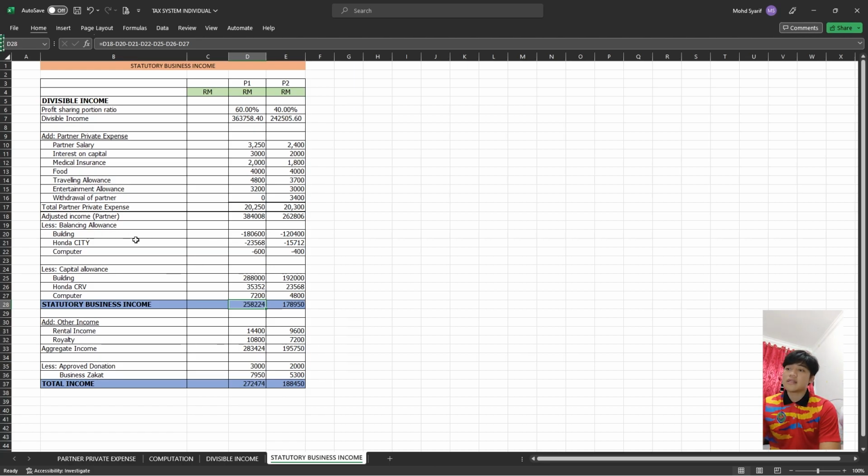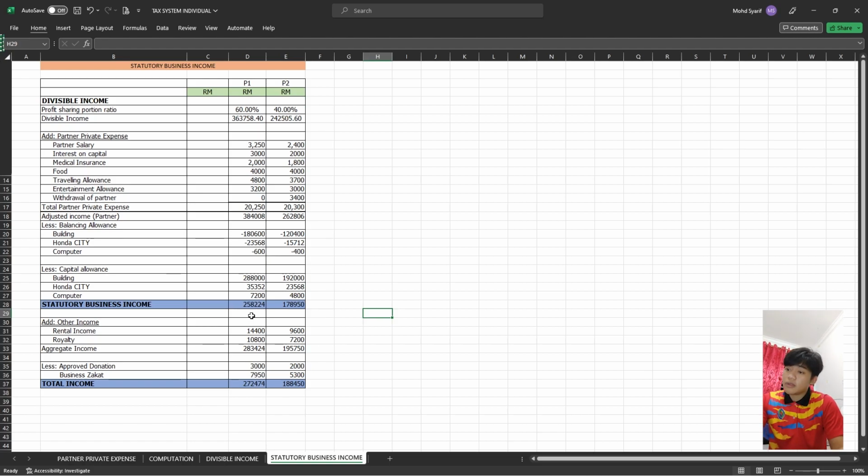And then we list the balancing allowances, which are the building, Honda City, and computer. Also capital allowances: building, Honda, and computer. I made a mistake here, it is Honda City. And we get the statutory business income. For Umar it is 258,234 ringgit, and for Umairah it is 178,850 ringgit.